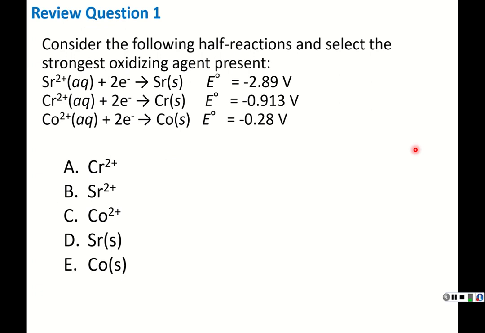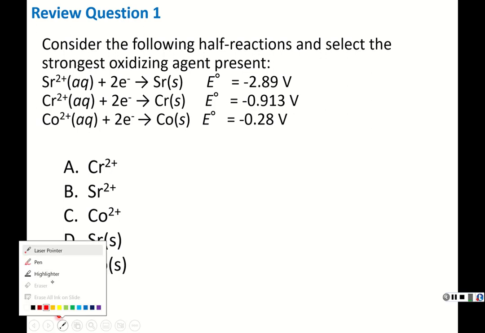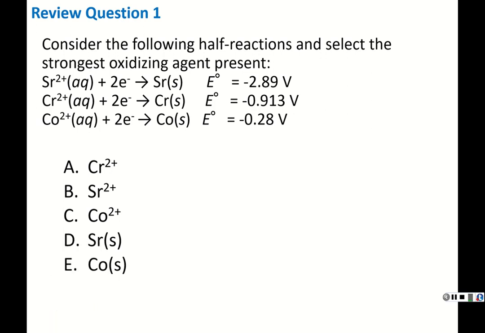First, let's try a review question. Consider the following half reactions and select the strongest oxidizing agent present. Right, so remember what an oxidizing agent is. It's something that gets reduced. So we're, in a sense, trying to pick the thing that is best at getting reduced. And these are all reduction potentials, which measure the potential of these things to be reduced.